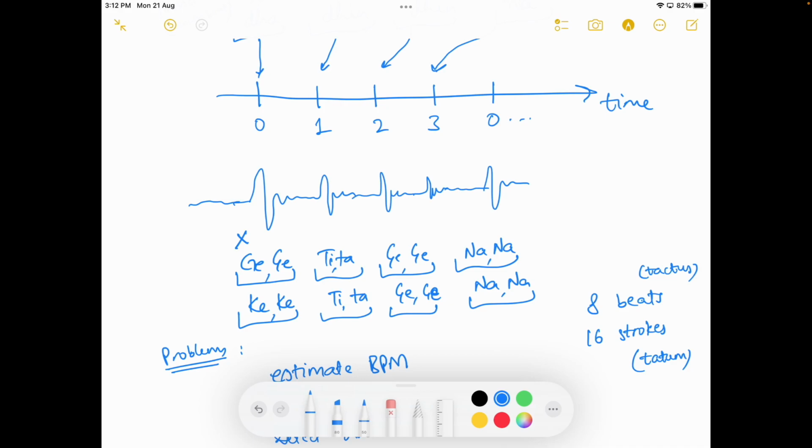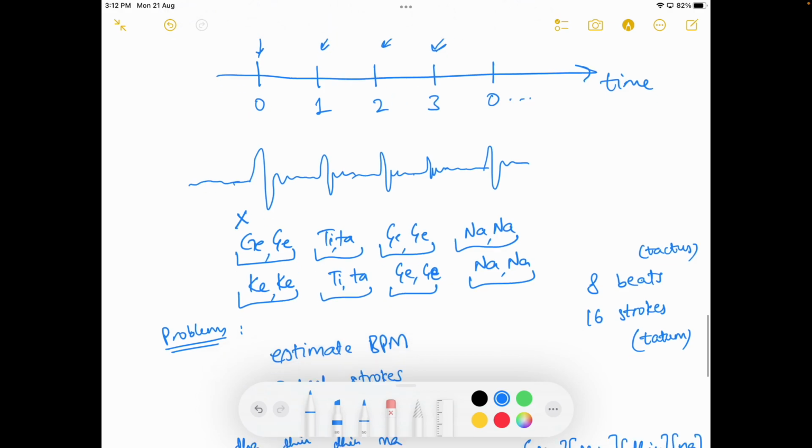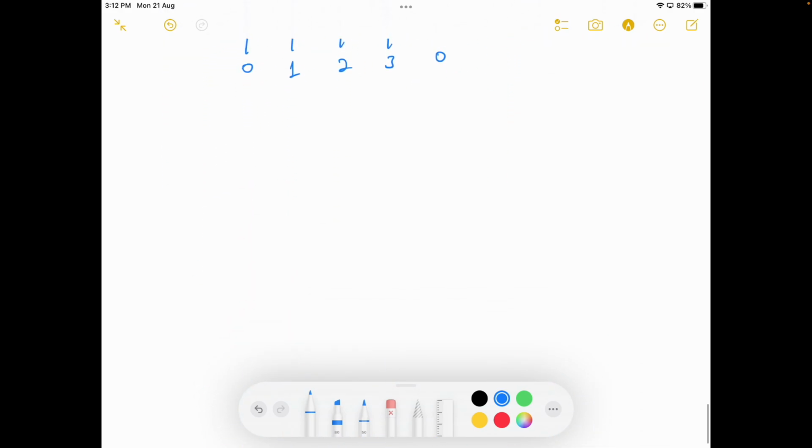Can we measure the energy? Energy, yeah, energy. Suddenly there will be energy, very small, suddenly large energy, again small, large energy, again small, large energy. So energy is a good measure. Let's start from there. How do we define energy? Energy is defined as that.